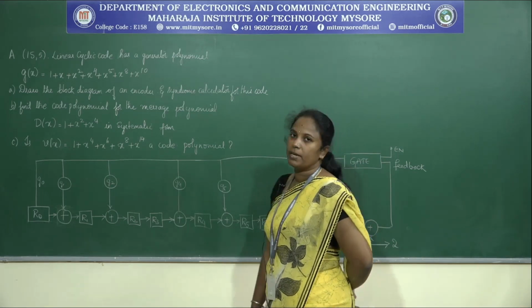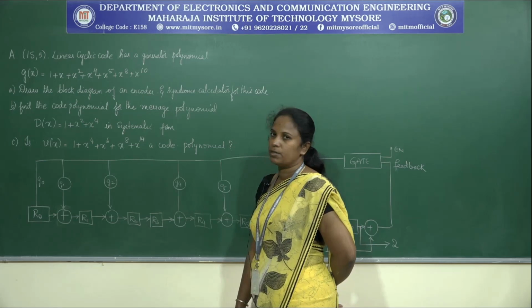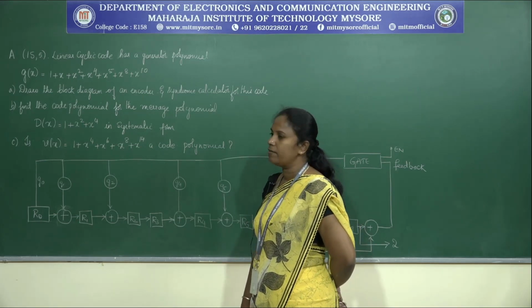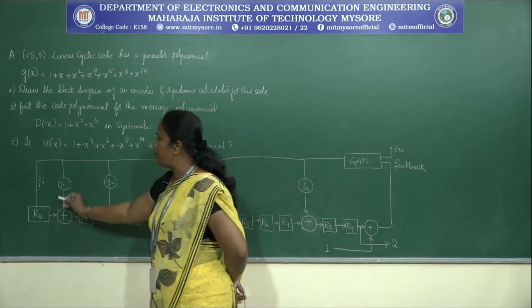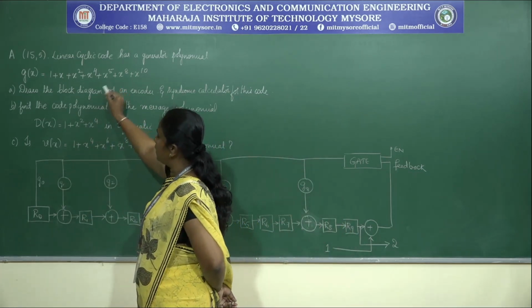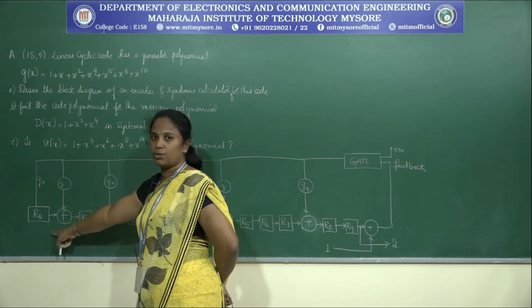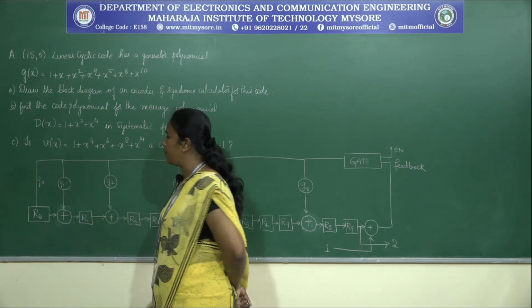So we have n comma k as 15, 5, that is 15 minus 5 is 10. So we should have the g values from 0 to 9. Depending upon whether a g value is there, we have provided the connection. So those many registers will be there.